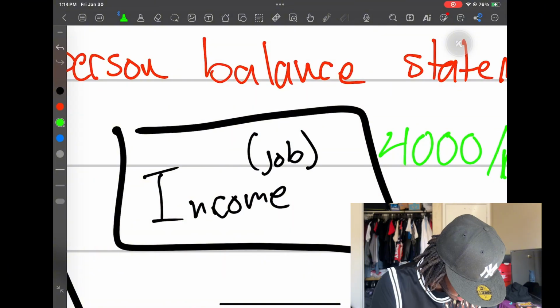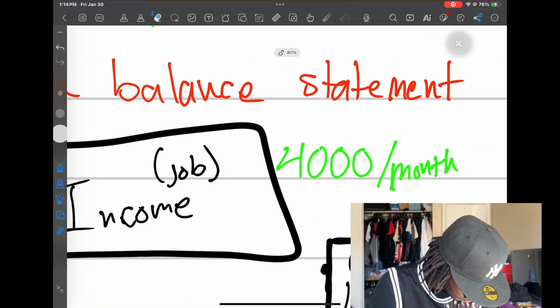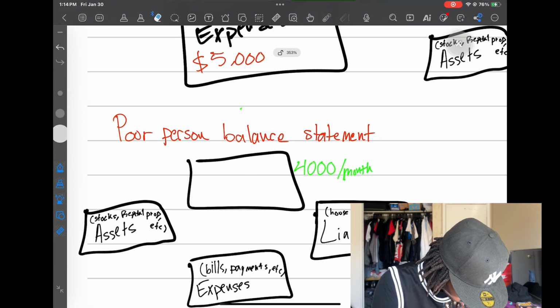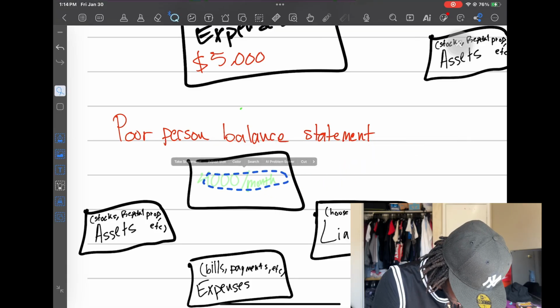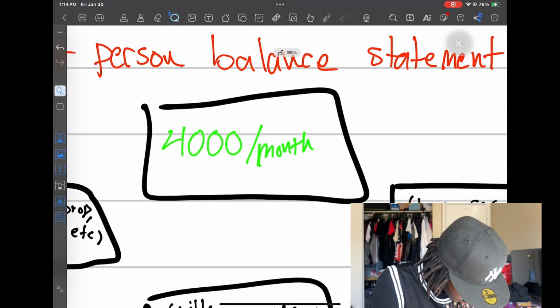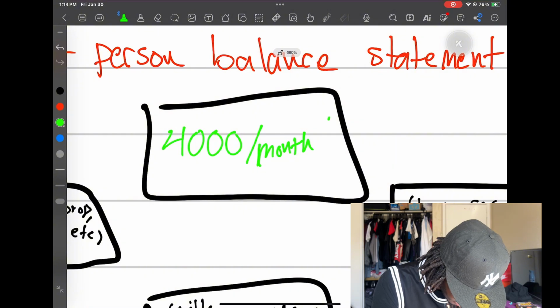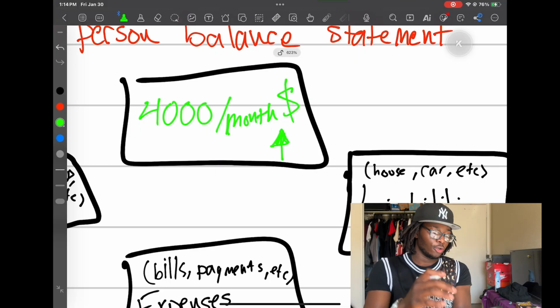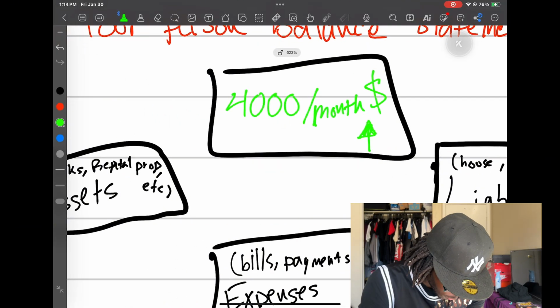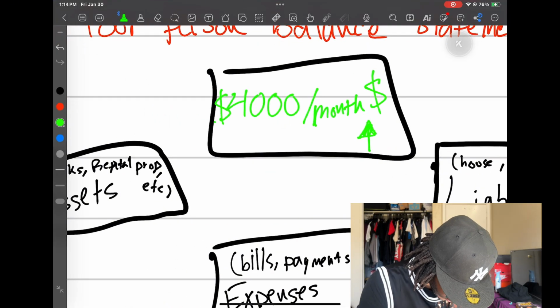And that's income. Let's actually replace that, because we know where income is now. Income is $4,000 per month, right? And that's good because now you're bringing in money. That's positive money. That's positive. You feel me? So that goes up. So they have $4,000 per month in income.